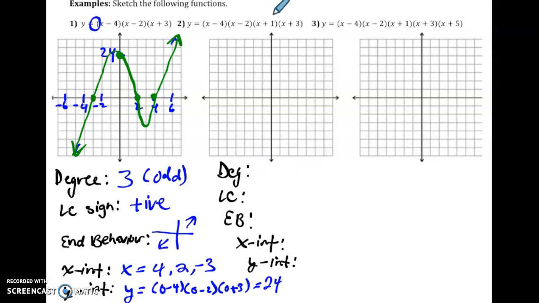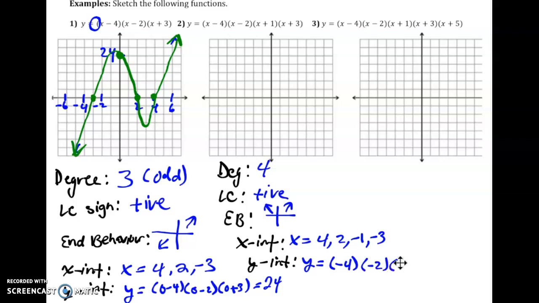So the degree here is 4. There's those 4 brackets. If we multiply them out, the leading coefficient would be positive. It's an even degree with a positive leading coefficient, so just like a parabola, it would start and end up. The x-intercepts would be x equals 4, 2, -1, and -3. And the y-intercept, if we plugged in 0, would be -4 times -2 times 1 times 3, which will be positive 24 this time.